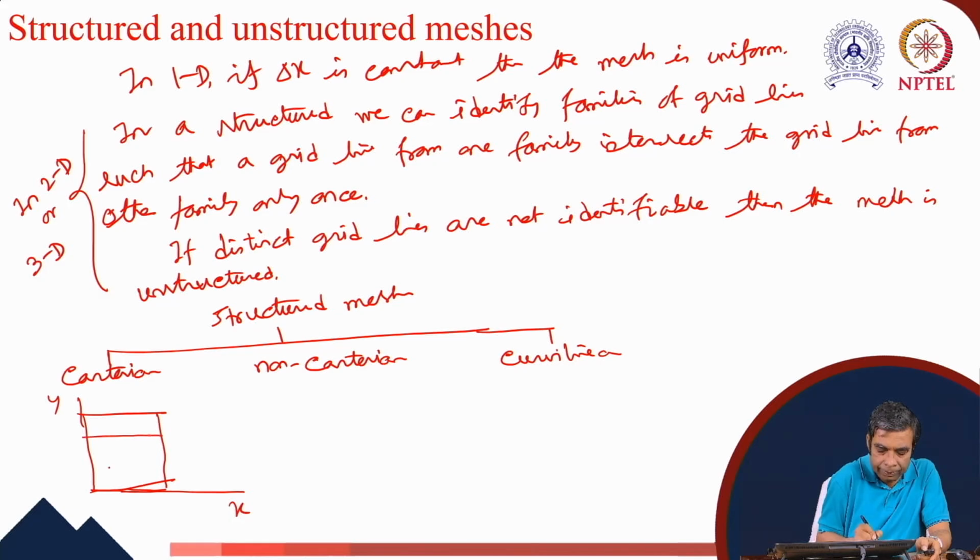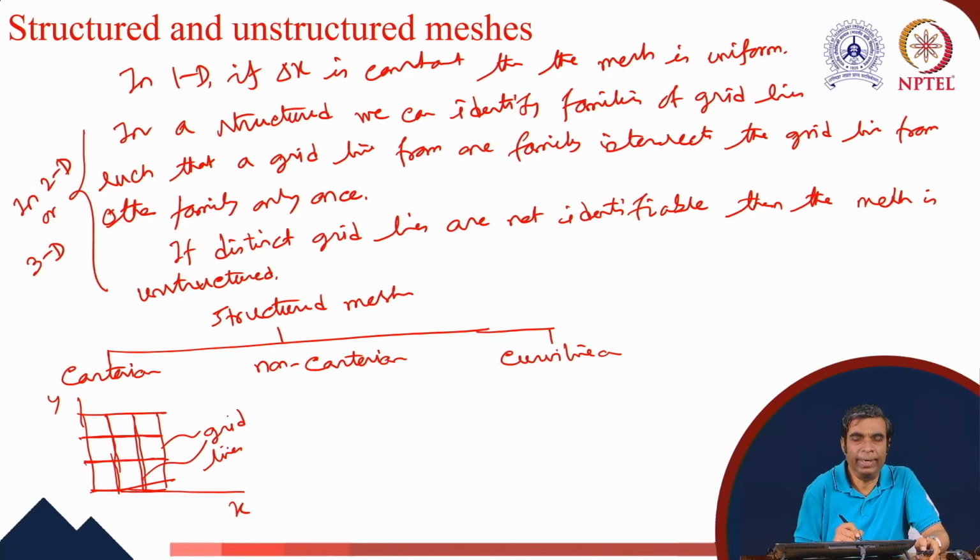Then we generate the mesh for this problem. Here we can see that we have distinct families of grid lines. These vertical lines and the horizontal lines, these are known as the grid lines. So these are the grid lines.